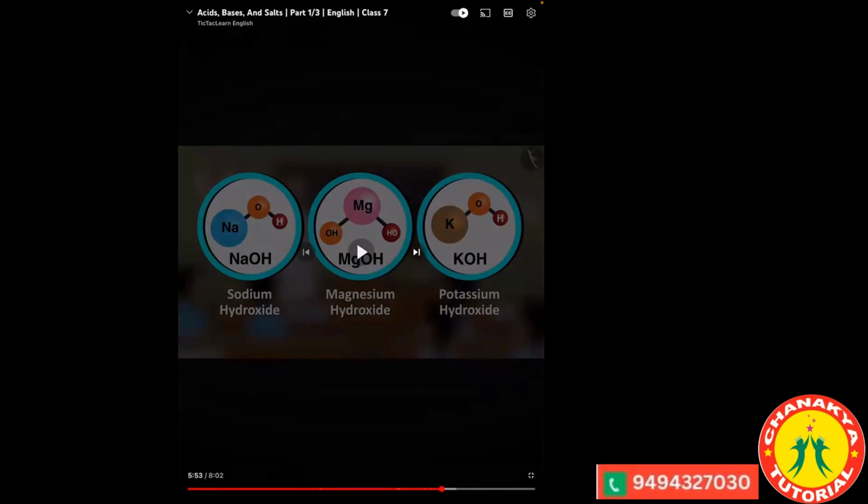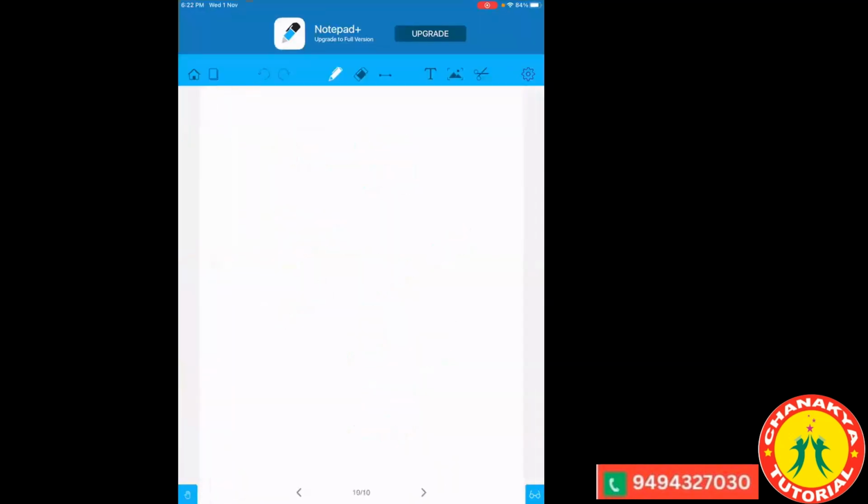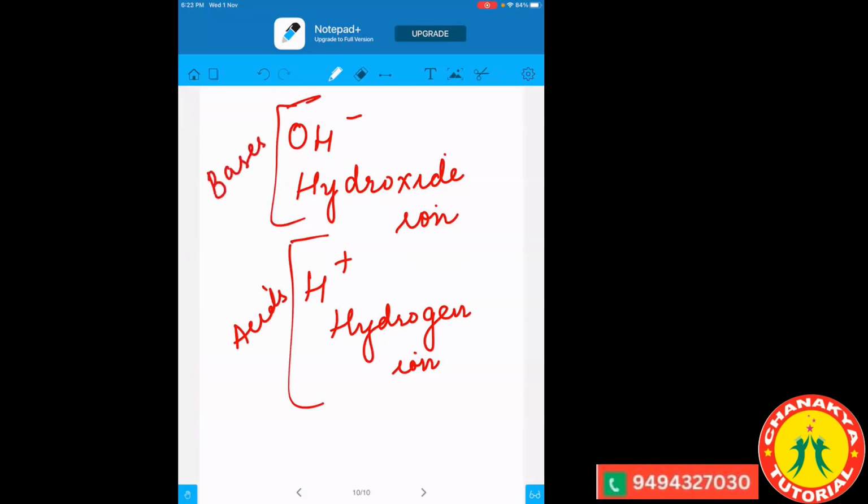So you can see NaOH, Mg(OH)2, KOH. This OH is called the hydroxide ion. H plus is known as the hydrogen ion, which is present in the acids, whereas this OH is always present in the bases, and this is called the hydroxide ion.